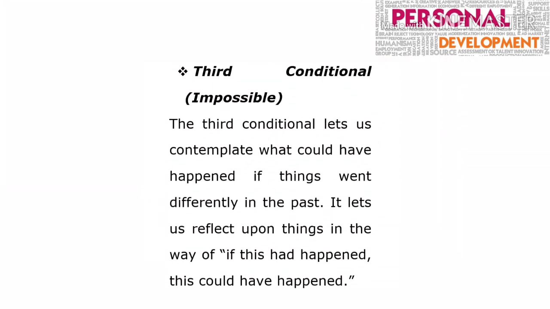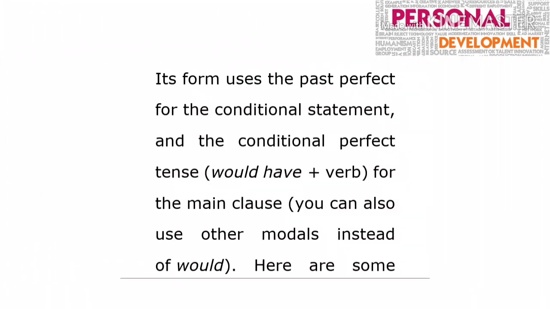Third conditional, impossible. The third conditional lets us contemplate what could have happened if things went differently in the past. It lets us reflect upon things in the way of, if this had happened, this could have happened. Its form uses the past perfect for the conditional statement and the conditional perfect tense, that means would have plus verb, for the main clause. You can also use other modals instead of would.